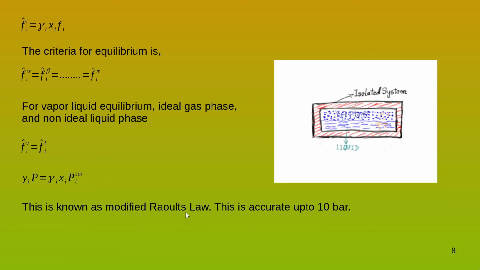Now this is known as the modified Raoult's law. Now note that this is accurate up to 10 bar. If you have distillation processes or any processes which involve vapor liquid equilibrium up to 10 bar, this equation can be used for calculations and it really does not introduce a lot of error.